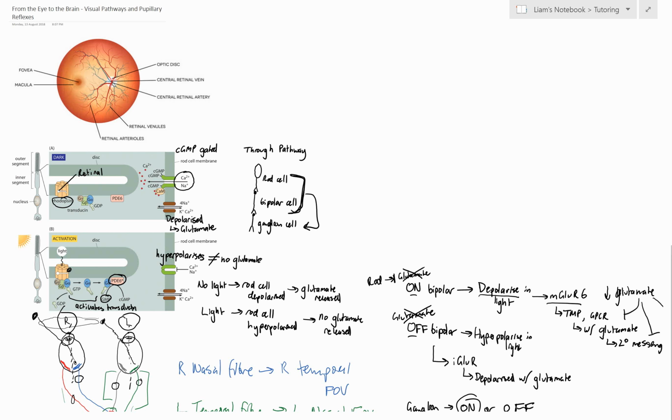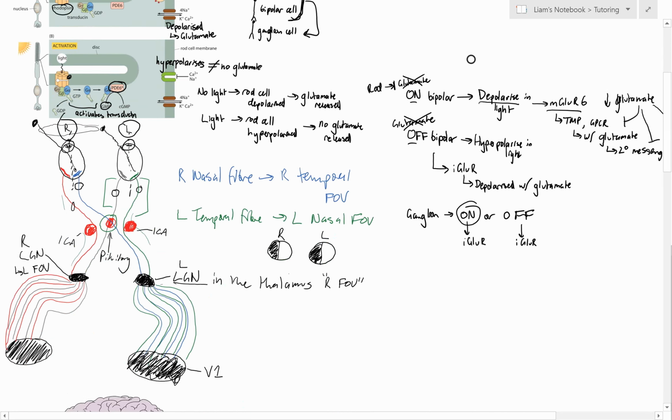This video is a continuation from the previous video on visual pathways and the pupillary reflex. We've talked about the general anatomy and neuroscience behind the visual pathway in the previous video. This video is hopefully going to be a little bit quicker. We're going to focus more on some of the clinical applications of knowing what this pathway is. The cool thing about the visual pathway is that you can actually identify the position of lesions in the pathway based on the visual defects that present.